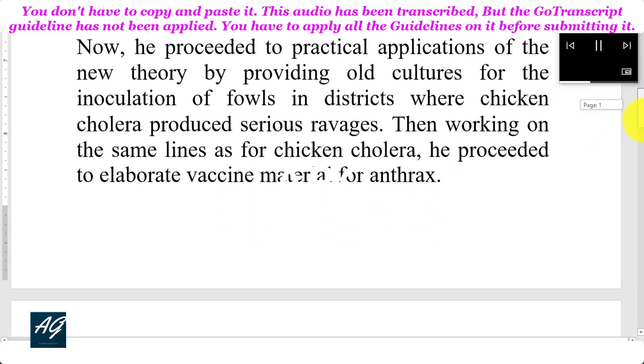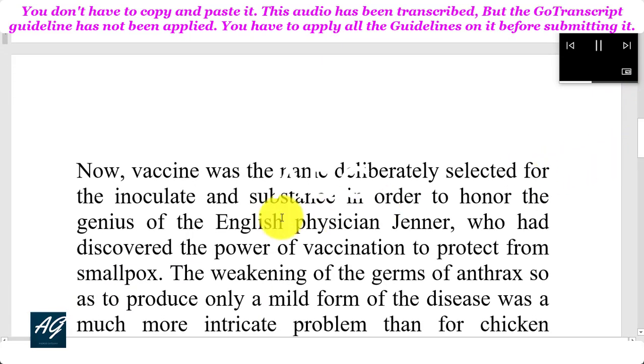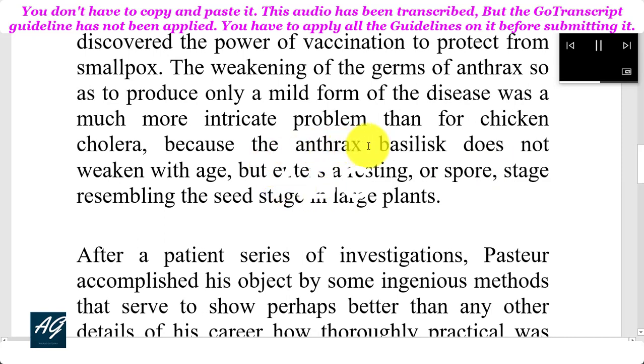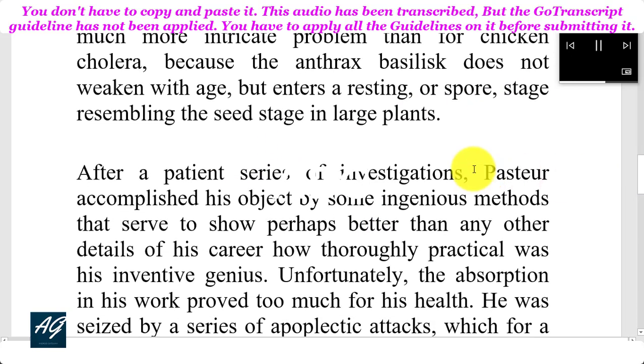Now, vaccine was the name deliberately selected for the inoculating substance in order to honor the genius of the English physician Jenner, who had discovered the power of vaccination to protect from smallpox. The weakening of the germs of anthrax so as to produce only a mild form of the disease was a much more intricate problem than for chicken cholera, because the anthrax bacillus does not weaken with age, but enters a resting or spore stage, resembling the seed stage in large plants. This audio is used for the transcriber test at GoTranscript.